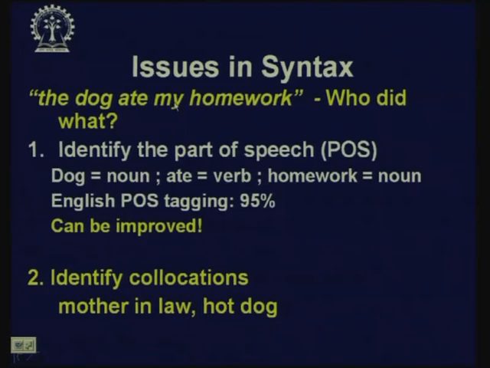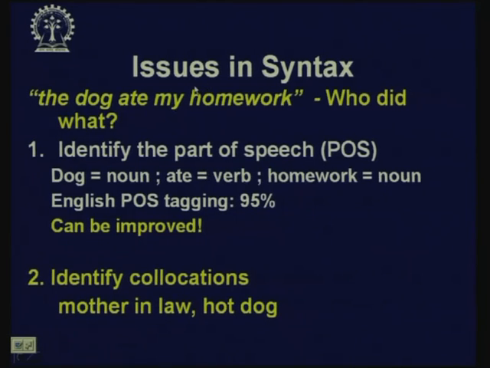The meaning may be useless here. But if it is a correct syntax, then it should allow me to understand or answer questions like who did what: who ate, the dog ate. The dog ate what? The dog ate homework. Whose homework? My homework. So, you can see the components of this sentence have a relationship among themselves, and that relationship is preserved in this sentence structure. So, strictly speaking, this sentence is syntactically correct.